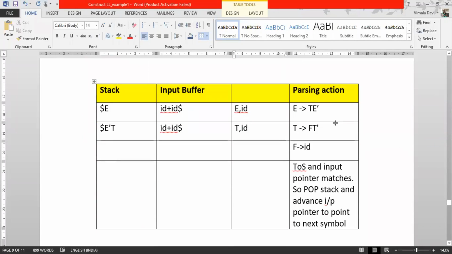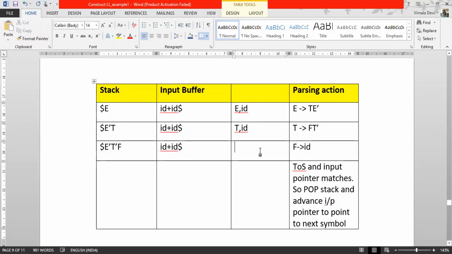So already I have written here T derives FT dash. Now what is the next step we have to do? So as of now, this is the content of the stack. In place of T, we have to replace it by FT dash. While replacing it, first push T dash onto the stack followed by F. Still, the input buffer contents remain the same.